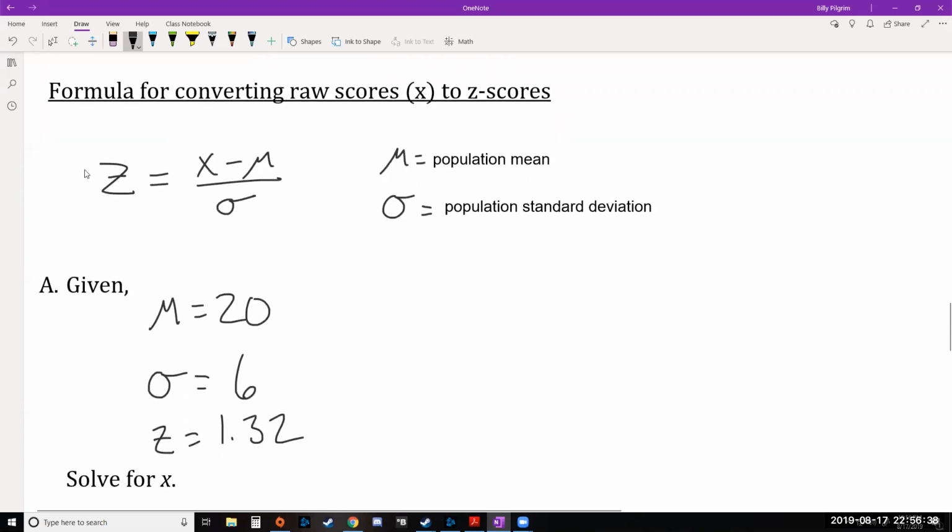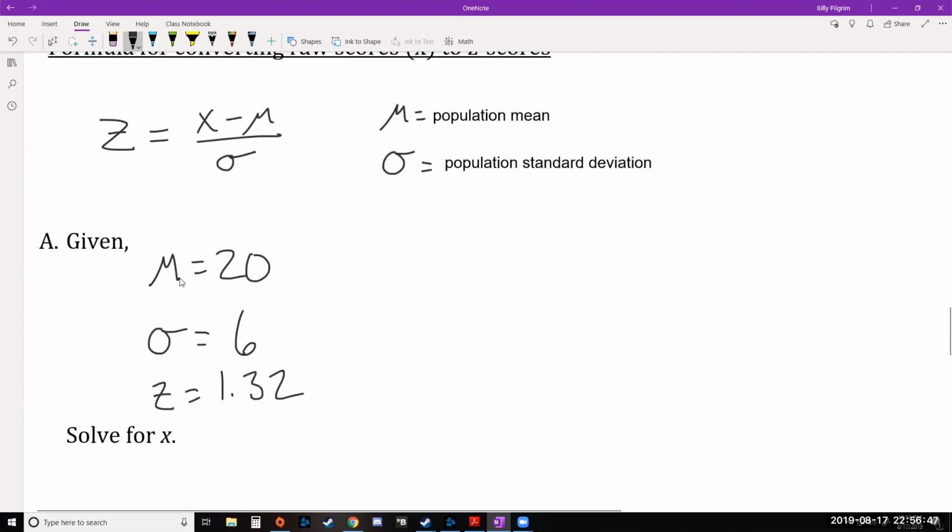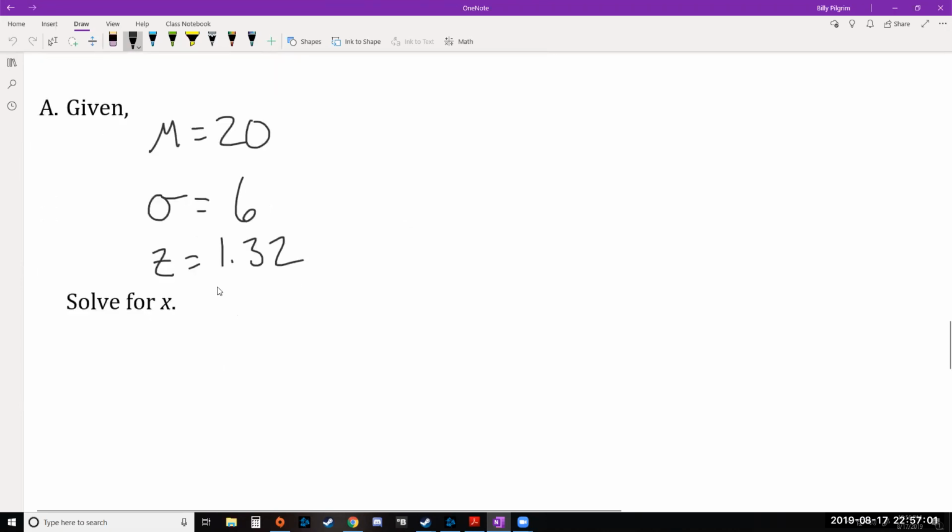So basically this formula has 4 pieces, and at any given time, if you're given 3 of them, you can solve for the 4th. So this problem we're going to do here on part A says, given the mean is 20, the standard deviation is 6, and the z-score is 1.32, solve for x. So basically, what raw score would give us a z-score of 1.32 if this is our mean and this is our standard deviation? So we're just going to take the values we have and plug them in.